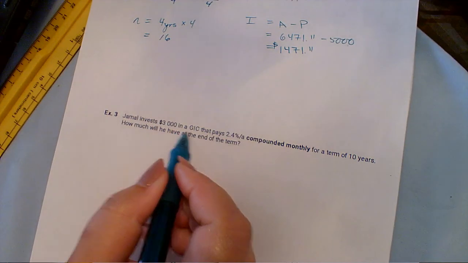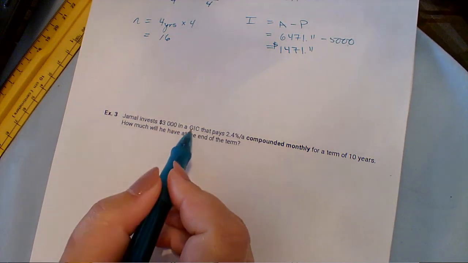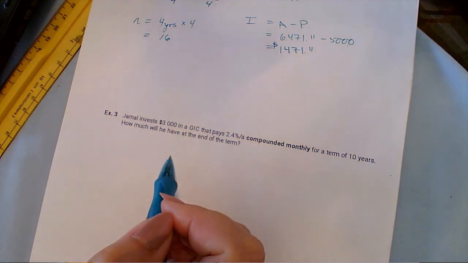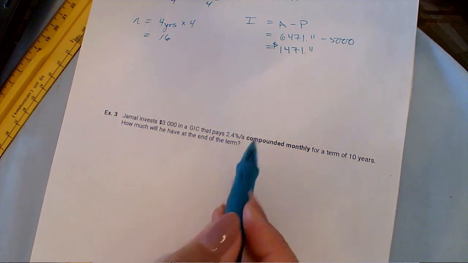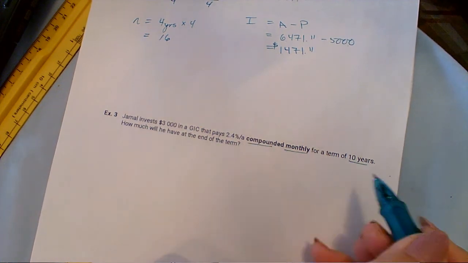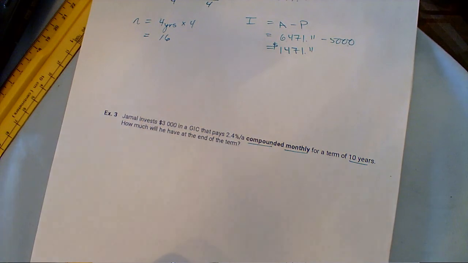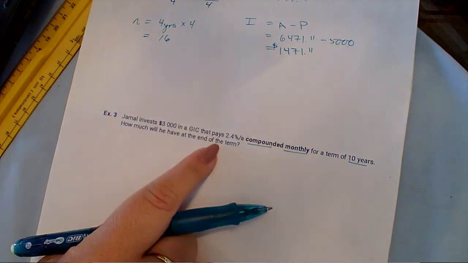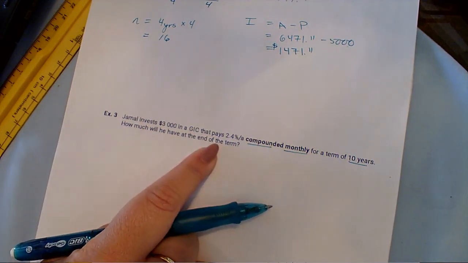All right, last one here. Jamal invests $3,000 into a GIC. GIC is a guaranteed investment certificate, so it's something you can invest in. That pays 2.4% compounded monthly for 10 years. So he's not allowed to touch his money for 10 years. How much will he have at the end of the 10 years is what we're interested in.